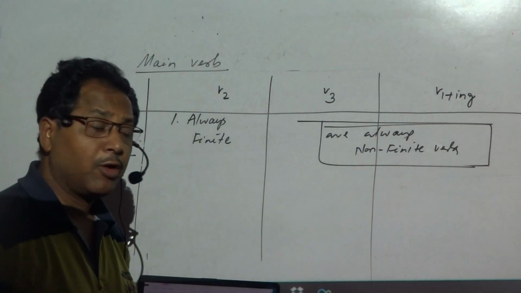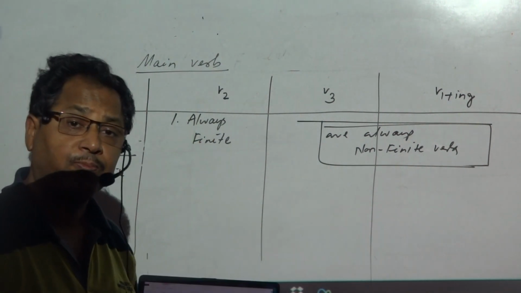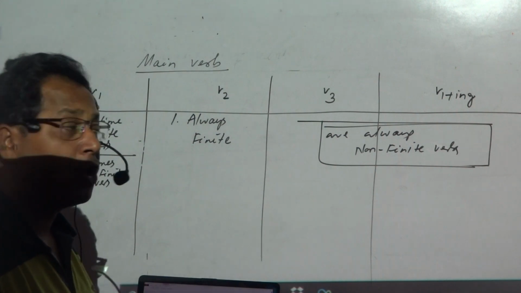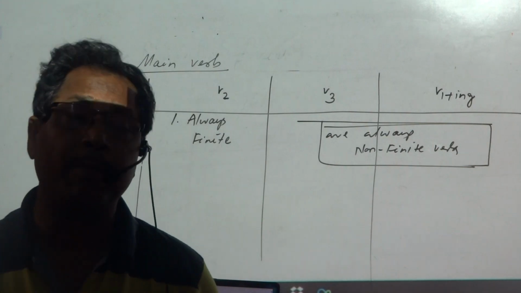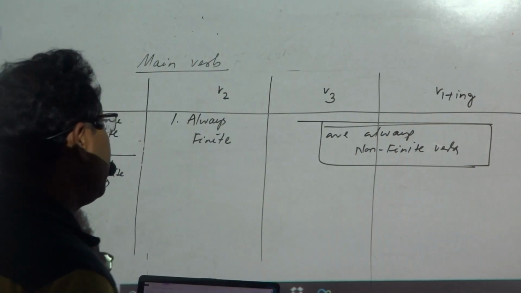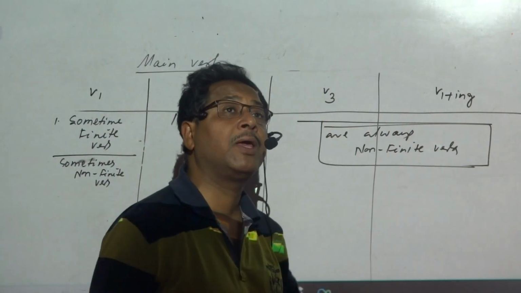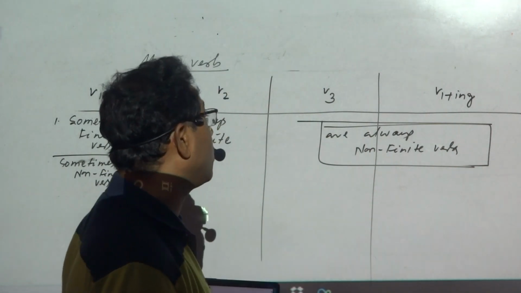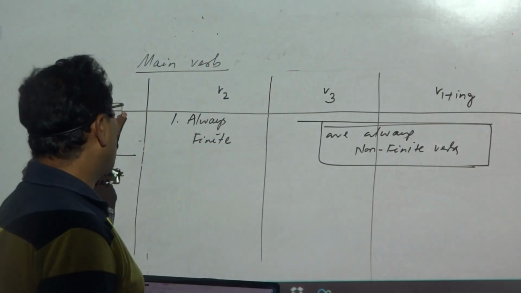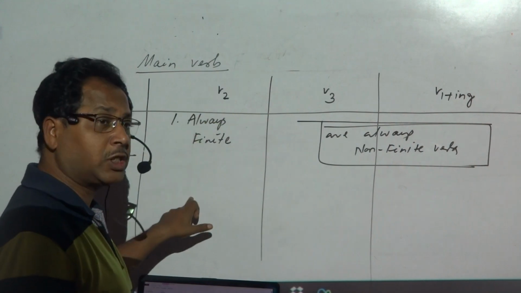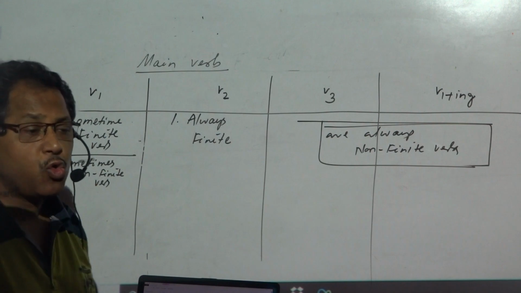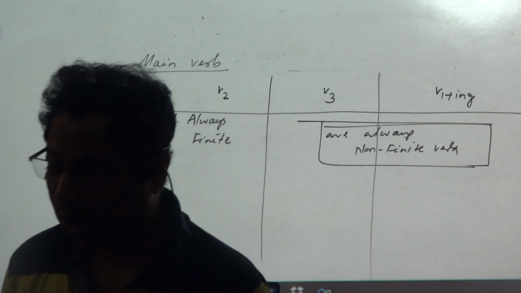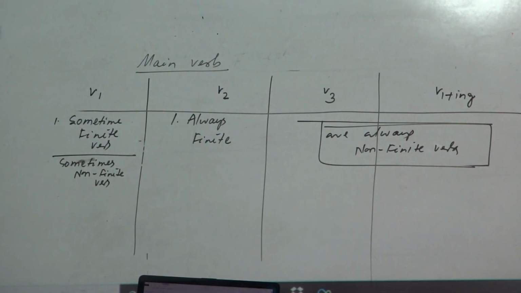They are always non-finite. Therefore V3 and V1 ing can never come first in the verb phrase of a sentence. Only V1 or V2 can come first. V2 always comes first, V1 sometimes comes, sometimes not. When it comes first, it is a finite verb. When it comes second, it is a non-finite verb.